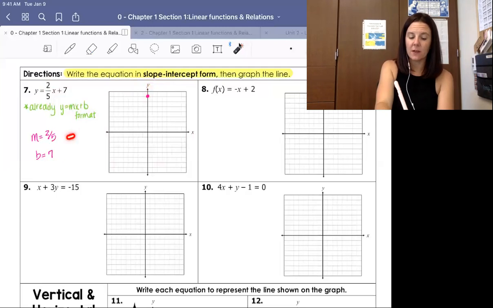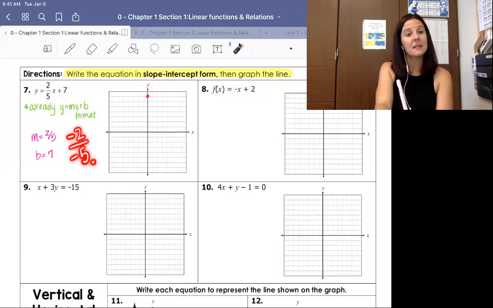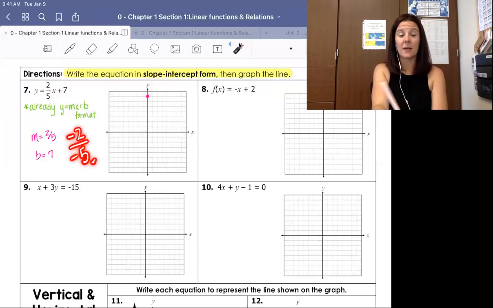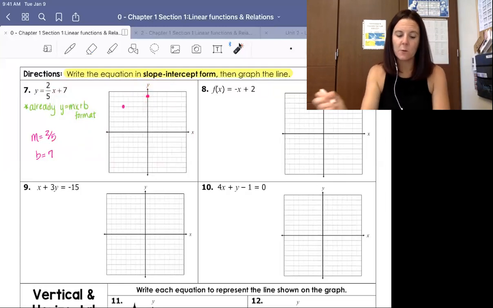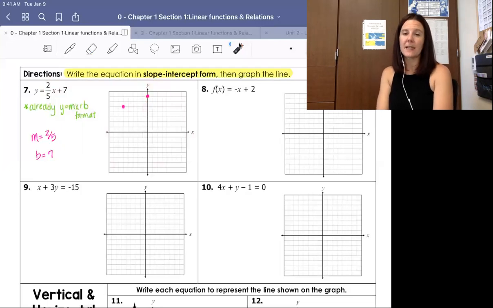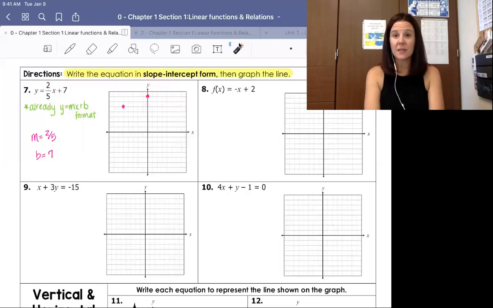So if I go down 2 and back 5, that is still 2/5 because they're both negative. So negative divided by negative is a positive. If I go down 2 and back 5, it puts me right there for my next point. You could do that as many times as you needed to, but once you have 2, you can connect the dots to draw your graph.